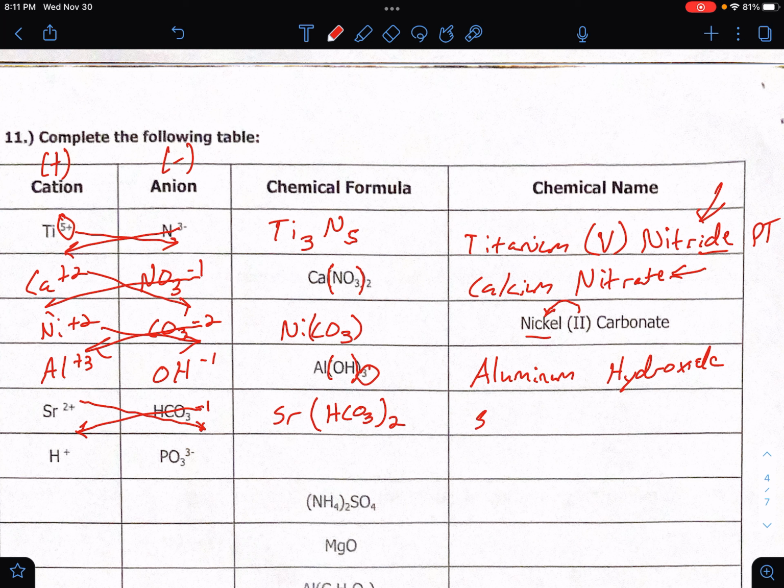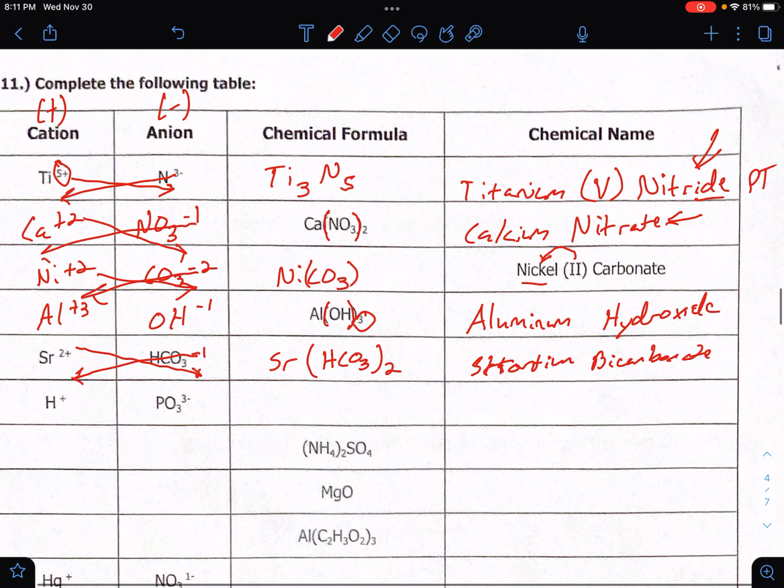Now your name would just be strontium. And HCO3 is on your polyatomic list. That is bicarbonate. So strontium is not a transition metal, so I do not need a Roman numeral. So you're good there. Next one, I have H plus, so that's basically a +1.